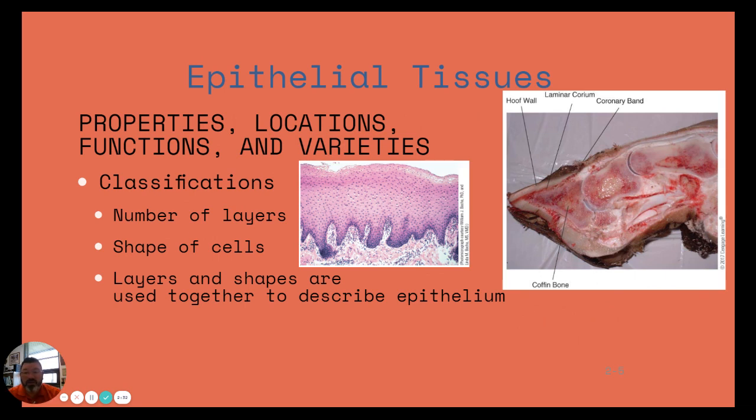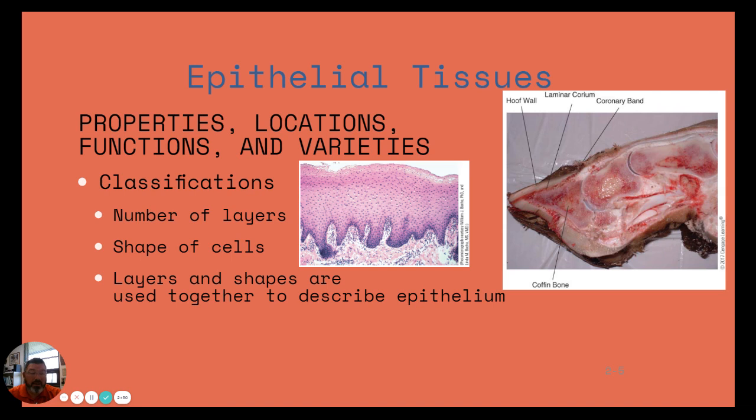Moving on, we talk about different classifications. They're often classified by the number of layers and the shape of the cells. You see in the image on the left different shapes of epithelials that you might find, and they are used together to describe the type of epithelium.